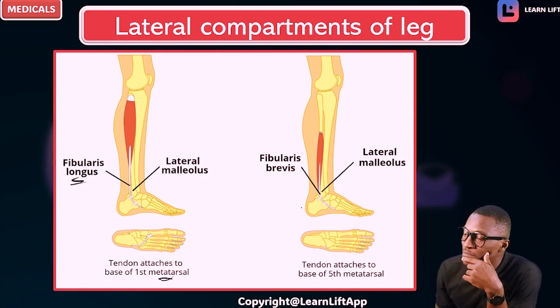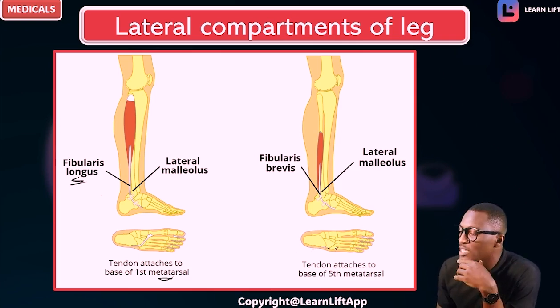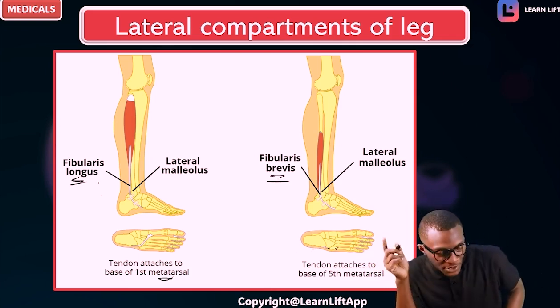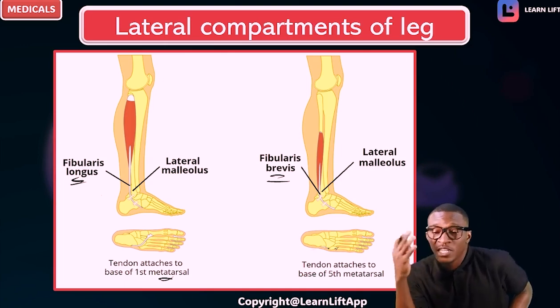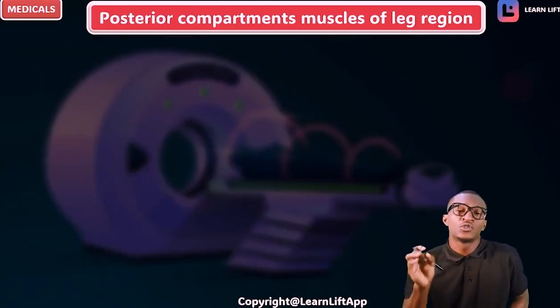But for the fibularis brevis, the tendon is running from the lateral compartment of the leg to the fifth metatarsal. This is the fifth metatarsal. You can see it here. So that's why this is called brevis, and this one is called longus. Are you seeing that one tendon attaches to the first metatarsal, and the other tendon attaches to the fifth metatarsal? If you understand that, let's now talk about the posterior compartment.